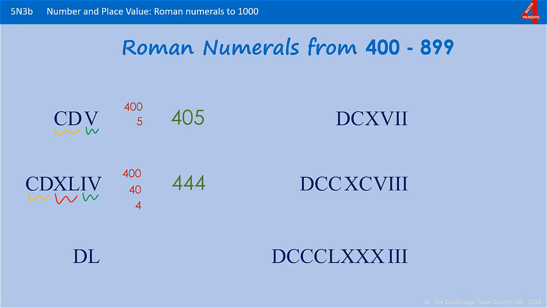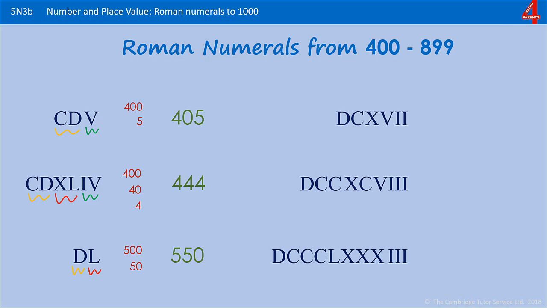The third one looks like it might be quite a small number. We have D for 500 and L for 50, and that's 550. It's interesting to note here, just because something has fewer letters or numerals in it doesn't mean that it's a smaller number. 550 is bigger than 444, but it has only 2 numerals in it.